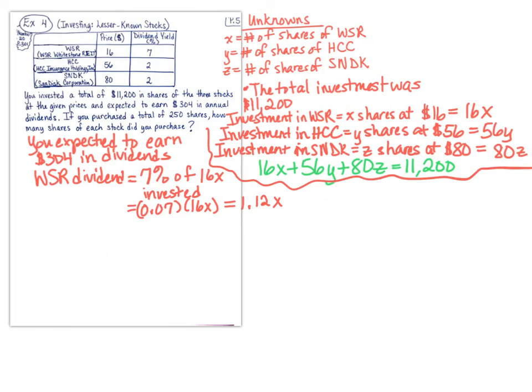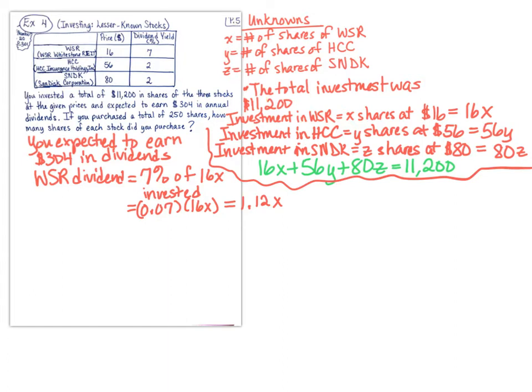All right, so for this problem, we have investing in lesser known stocks. Our price for WSR was $16, dividend yield in terms of percent is 7. HCC is $56 for the price and 2% dividend yield. SNDK is $80 and 2% dividend yield. Our unknowns here are the number of shares of WSR, HCC, and SNDK, which we're labeling as X, Y, and Z.